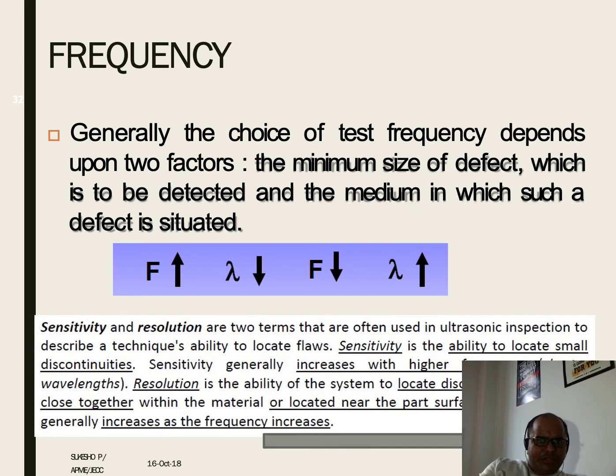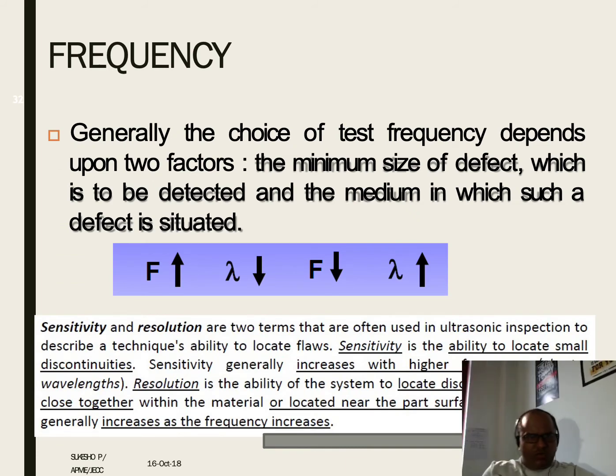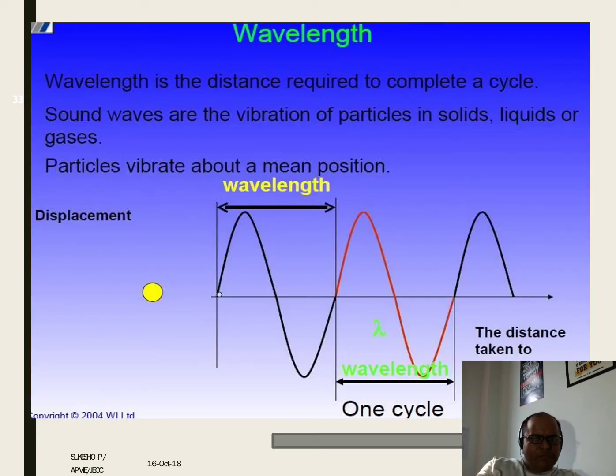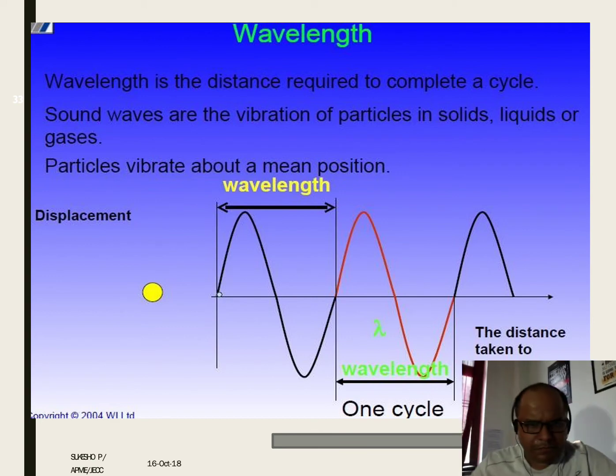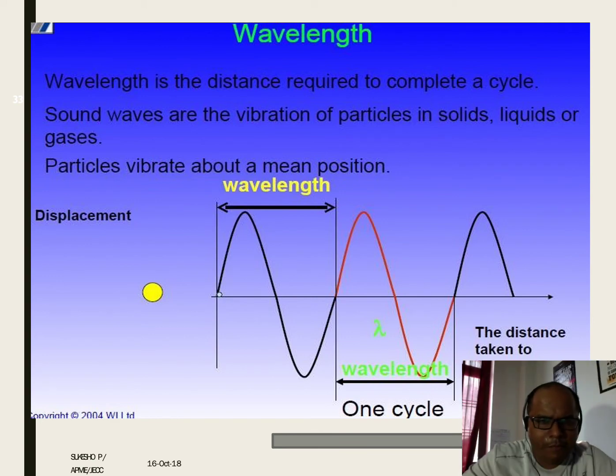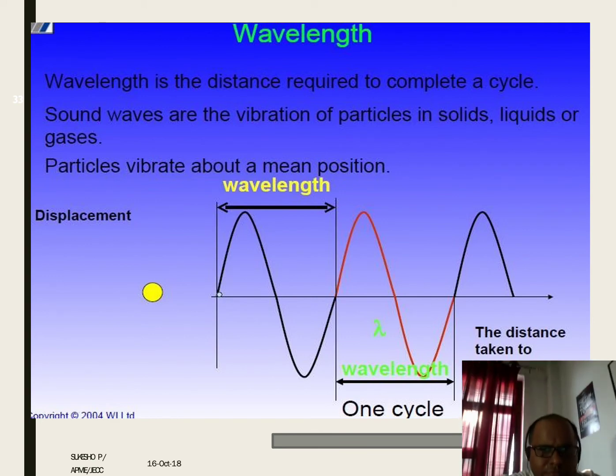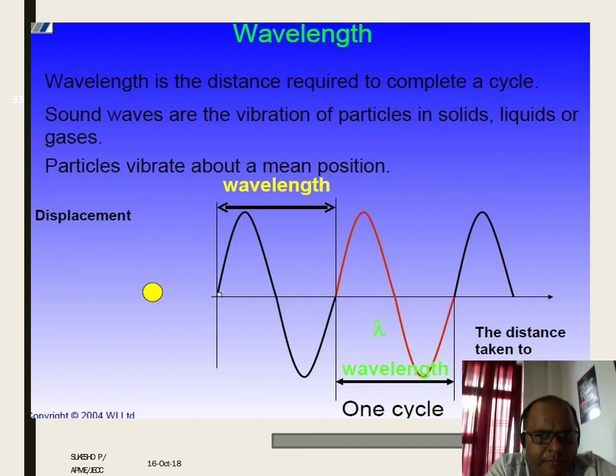Resolution is the ability of the system to locate discontinuities close together. Wavelength is the distance required to complete a cycle. Sound waves are the vibration of particles in solids, liquids, and gases, with particles vibrating about a mean position.